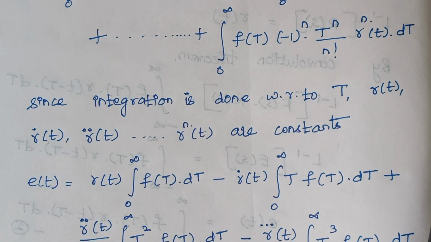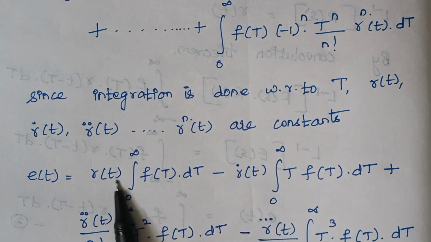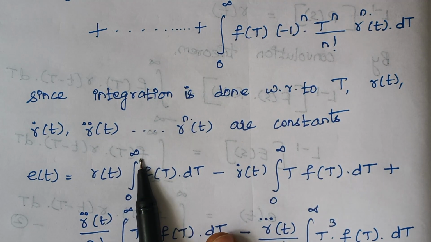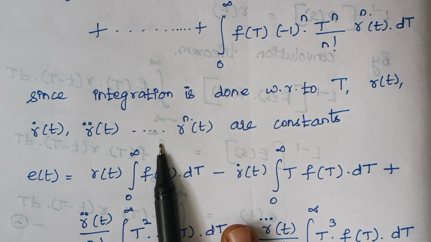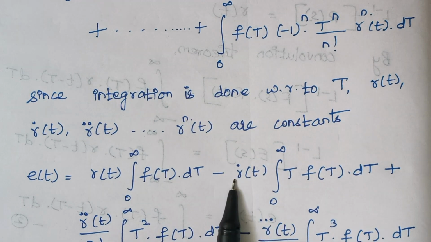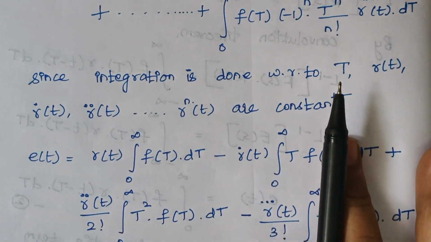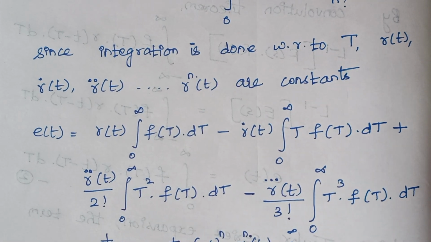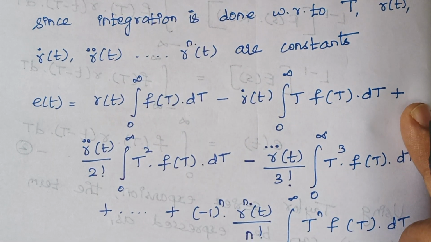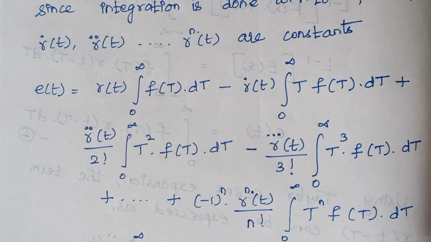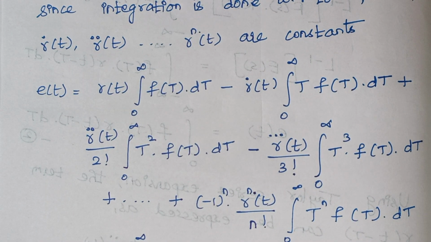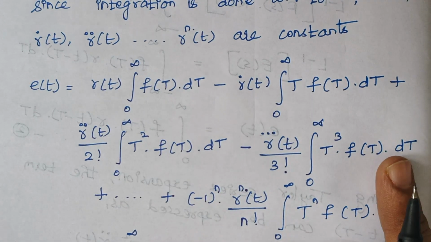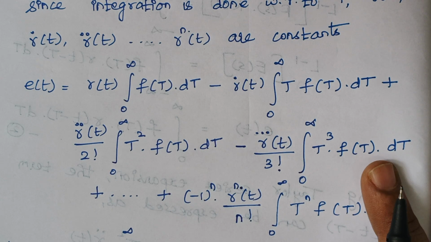So since r of t is constant, I am taking r of t outside. The remaining term will be the integral from 0 to infinity of f of T dT. Similarly, here r dot of t is taken out, and here r double dot of t, and here r triple dot of t, like that. And our expression ends like this. Finally, we are going to replace this integral from 0 to infinity of f of T into dT by a single term, just for convenience.